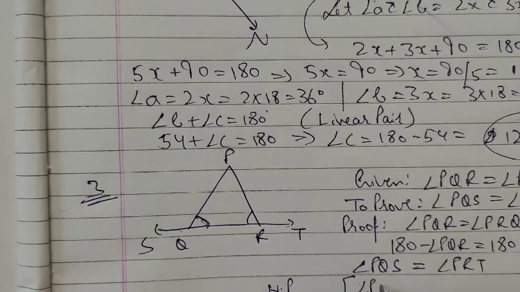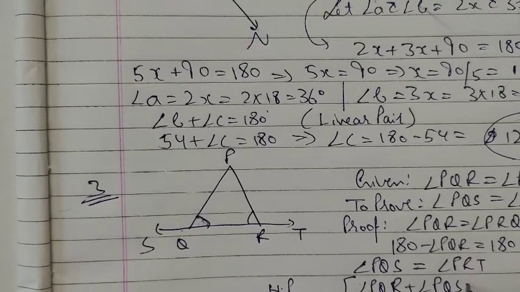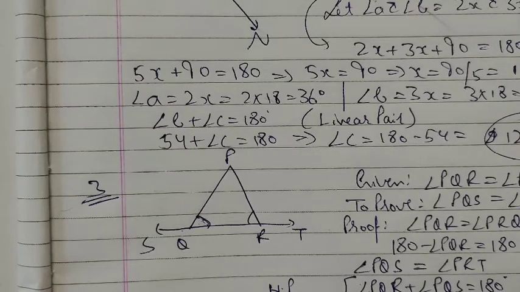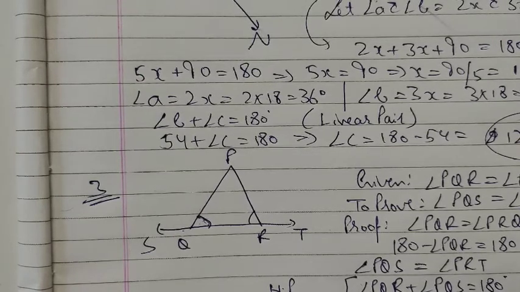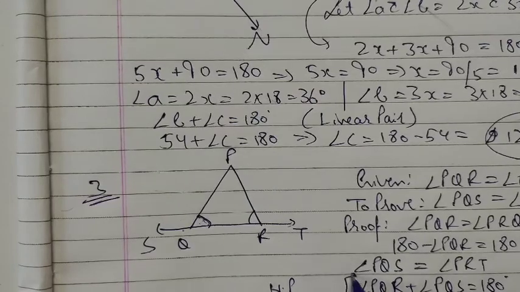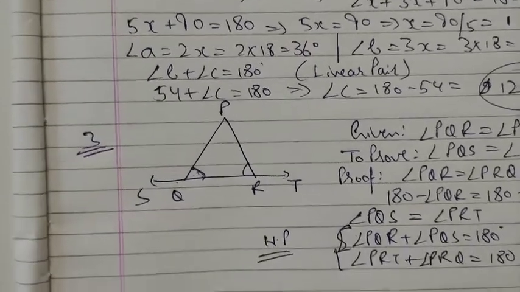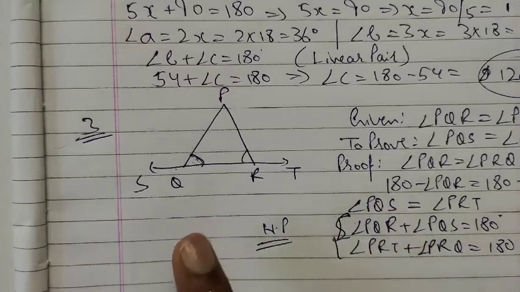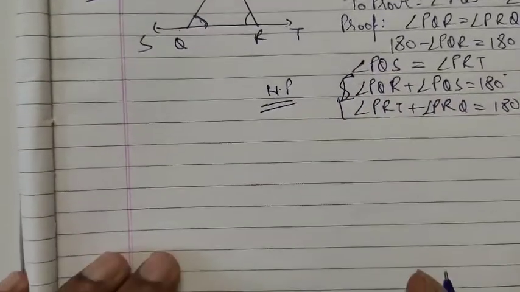Before that, let's write the reasons. Reason: angle PQR plus angle PQS is equal to 180. Second, angle PRT plus angle PRQ is equal to 180. So these two are the reasons for it. So this is question number 3. Next, question number 4.